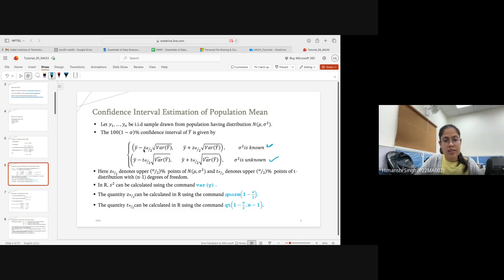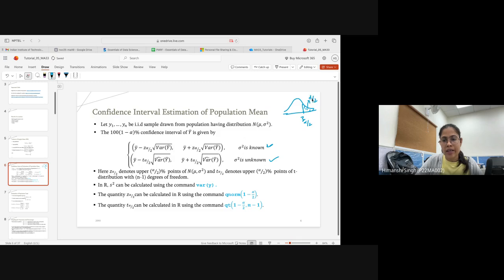Now what do this z alpha by 2 and t alpha by 2 mean? Basically, if I consider a normal distribution, let me explain it here. The normal curve is like this. So z alpha by 2 is a point on the x-axis, where on the right hand side, the whole area is alpha by 2.